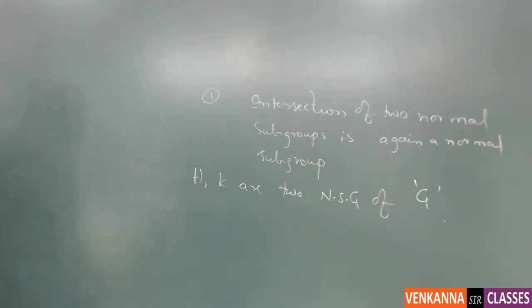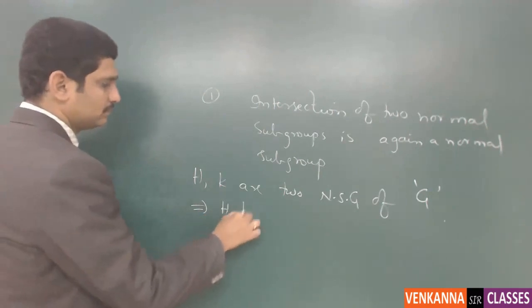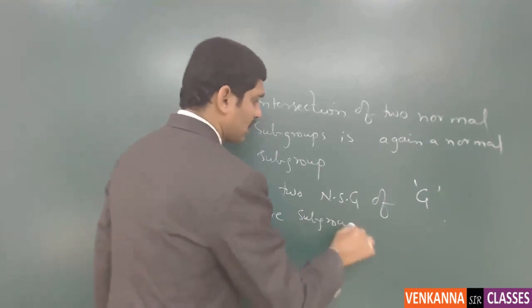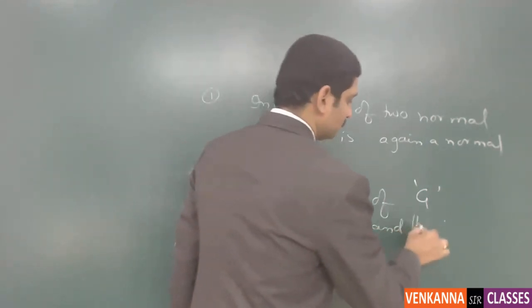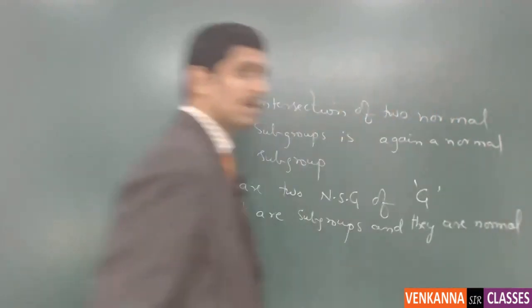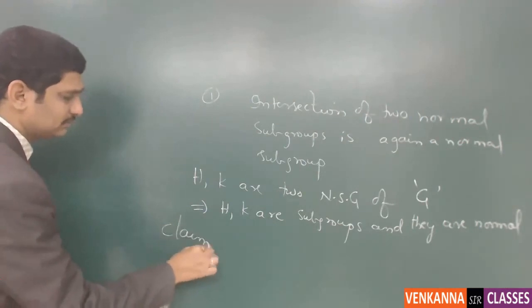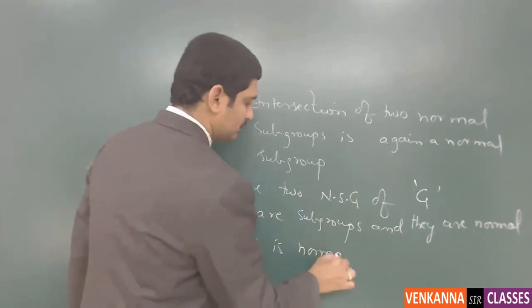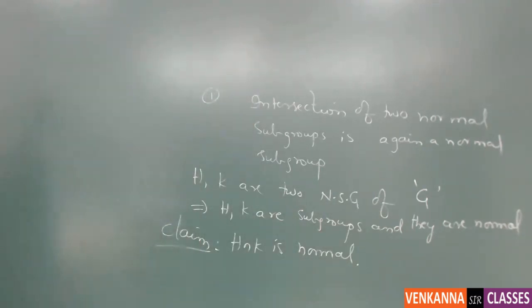So basically these are subgroups, and they are normal. So our claim is to show that H intersection K is normal. So what is the pattern? Non-empty, subgroup, normal subgroup. This is the hierarchy to follow.